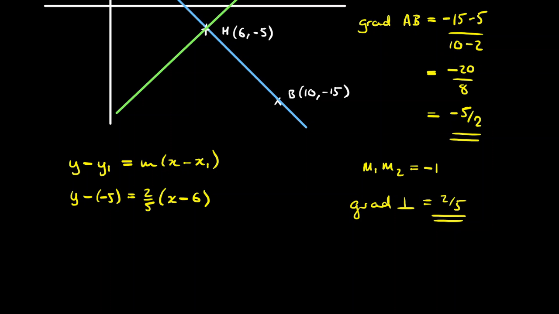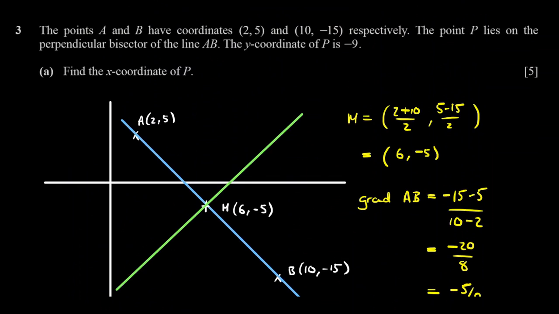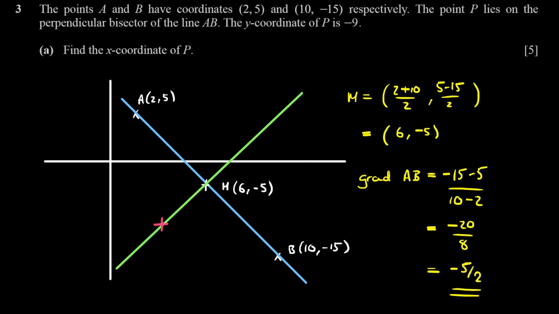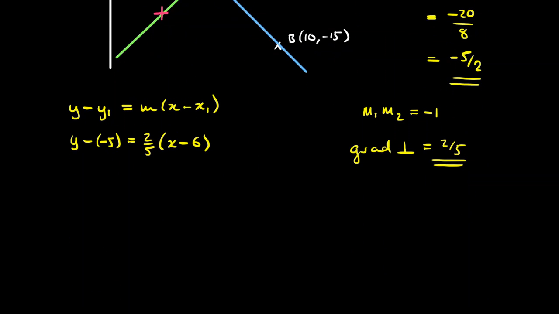Okay, now then, if we just return back to our question, we want to find the coordinate of p. Now we're told that the y coordinate of p is -9. So p is probably going to be somewhere here, I think, isn't it? Something like that. And so we just substitute -9 for our y coordinate into here.